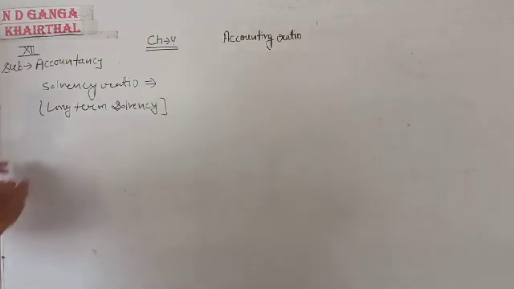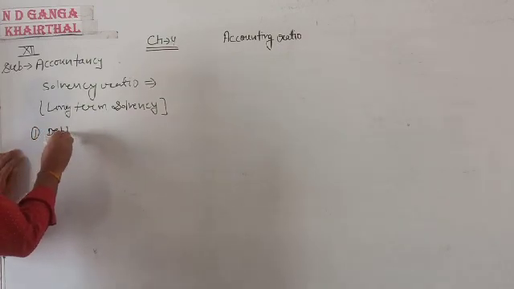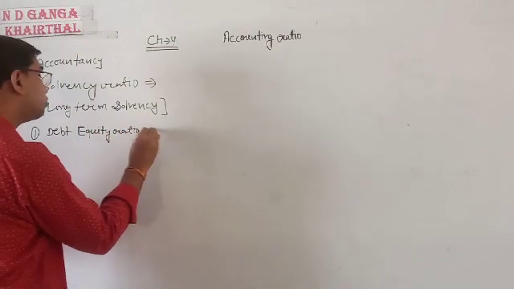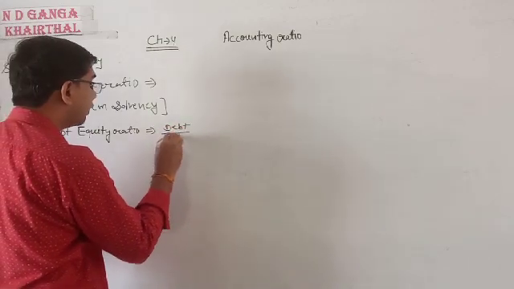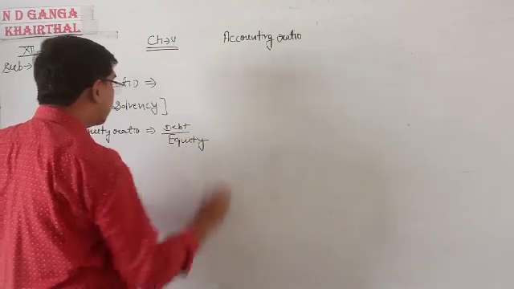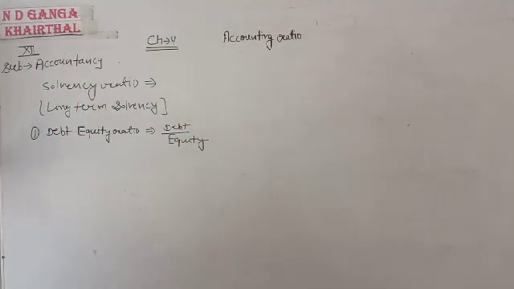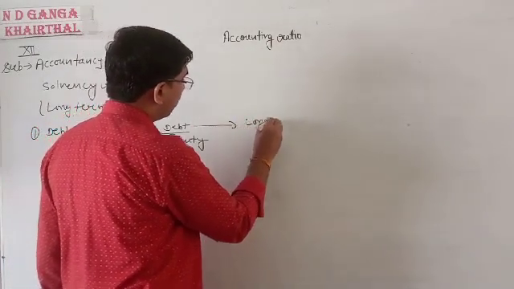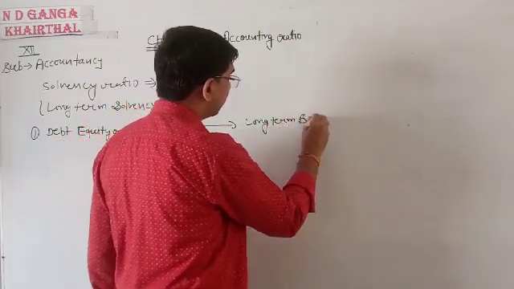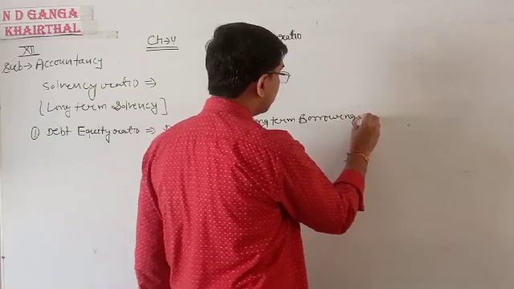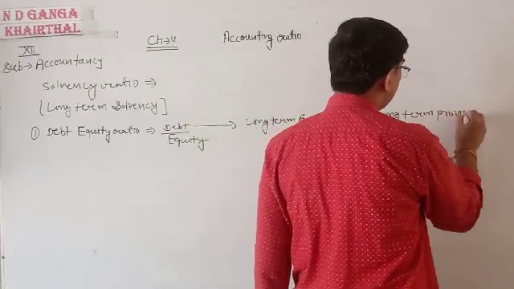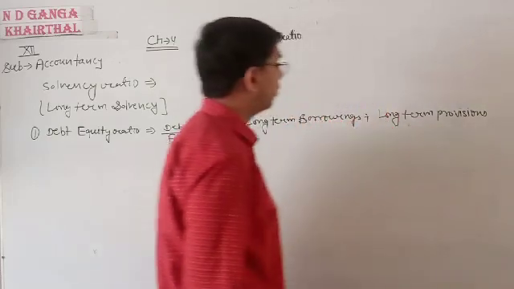First is the debt equity ratio. Debt equity ratio equals debt upon equity. Okay. So again, debt equals long term borrowings plus long term provisions.